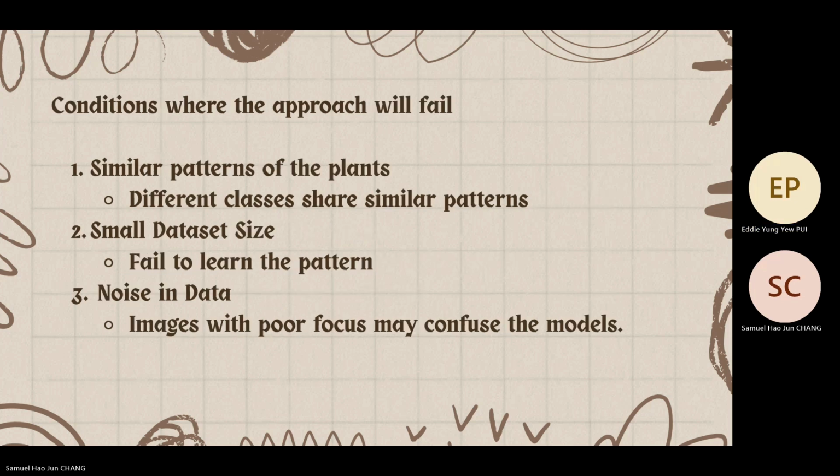Next. Under which conditions will the approach fail? Similar patterns of the plants. As we just talked about, similar patterns of the plants will confuse the model into predicting wrongly, as there will be similar patterns among the classes. Besides that, small data size. A small data size will cause the model to fail to learn the patterns, as there is little data to learn from, and it will overfit. And if the data consists of a lot of noise, it will confuse the model into predicting wrongly, since it will focus on the wrong relationships.